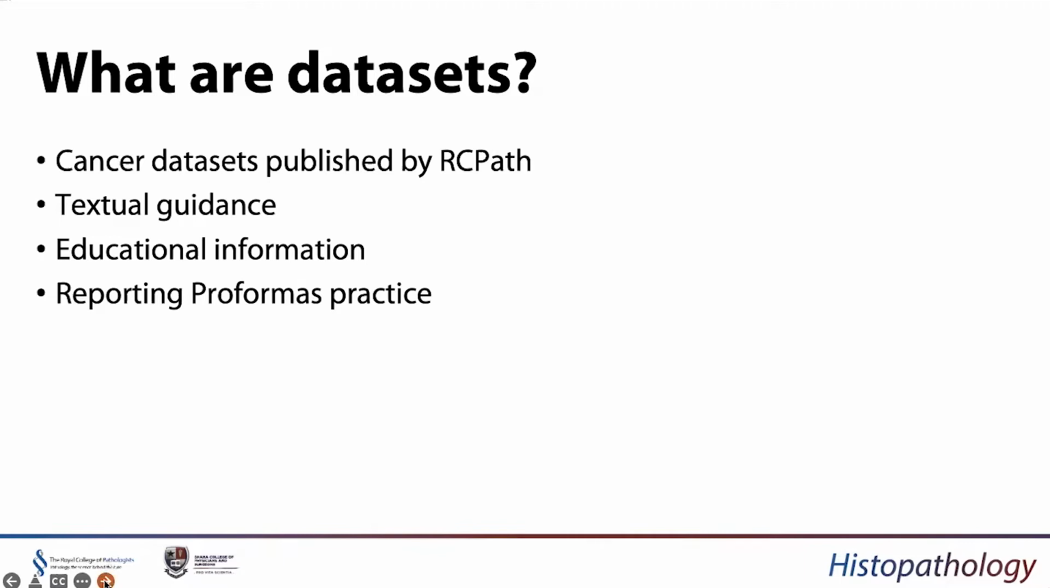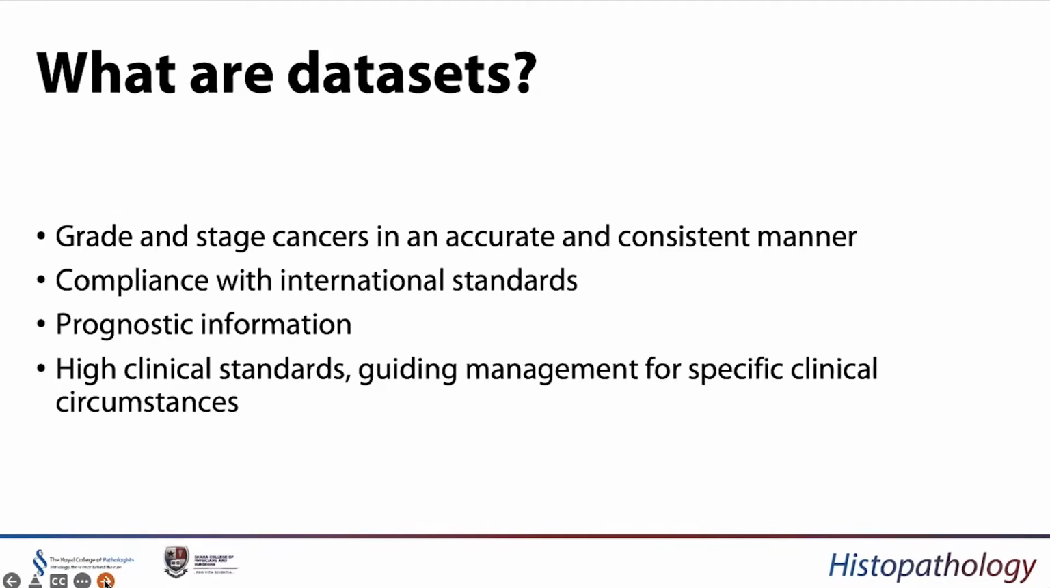They can be found on the RCPath website under datasets. A very quick Google search will get you there, and they're accessible to anyone via that website. The only ones that aren't accessible directly to non-members of the college are the datasets that are under consultation, for which you need to log in to be able to put your comments in and access the document.